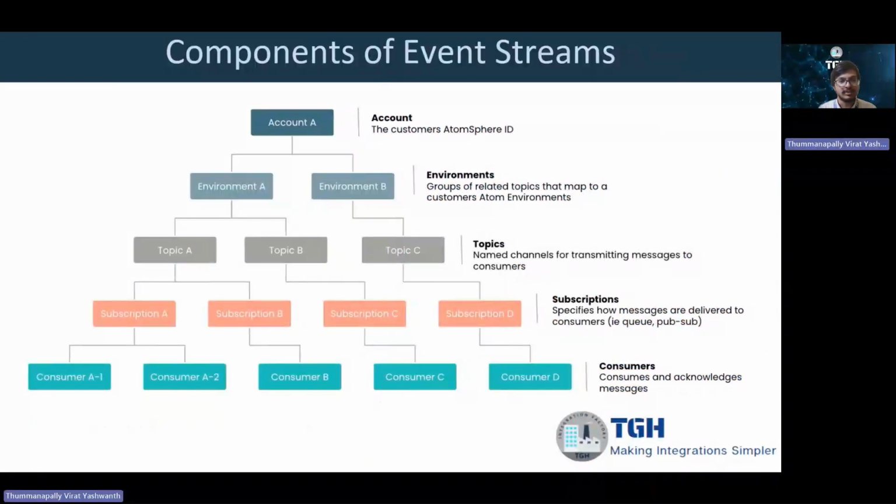Components of Event Streams. Initially, we'll have our Boomi account. In the Boomi account, we'll have environments. In the environments, we can create a topic. These topics are named channels for transmitting messages to the consumers. And in the topic, we need to create the subscriptions. This subscription specifies how messages are sent to the consumers. And finally, we have the consumers who consume the messages from the subscription.